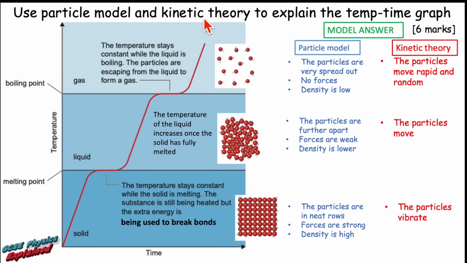Use particle model and kinetic theory to explain the temperature time graph. 6 marks. Right, so they may give you a graph like this. This is where it's solid, so we say using particle model, the particles are in neat rows, the forces are strong, the density is high. What about kinetic theory of a solid? The particles only vibrate. It has a change of state where it melts, then it turns into a liquid.